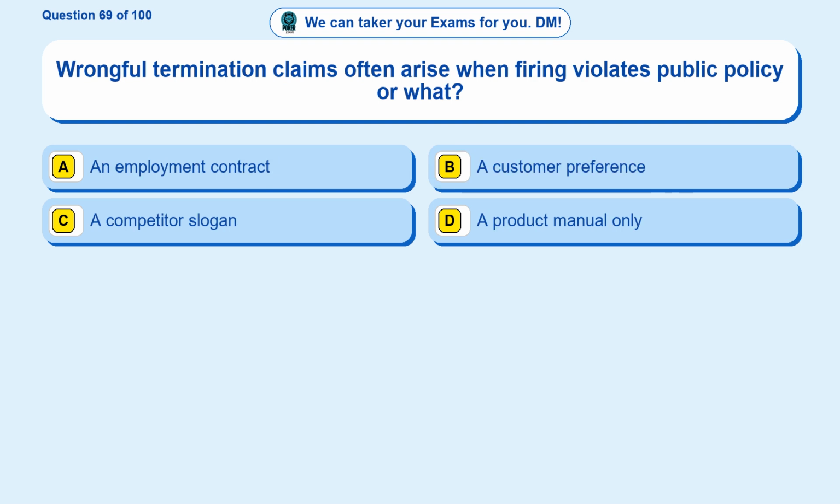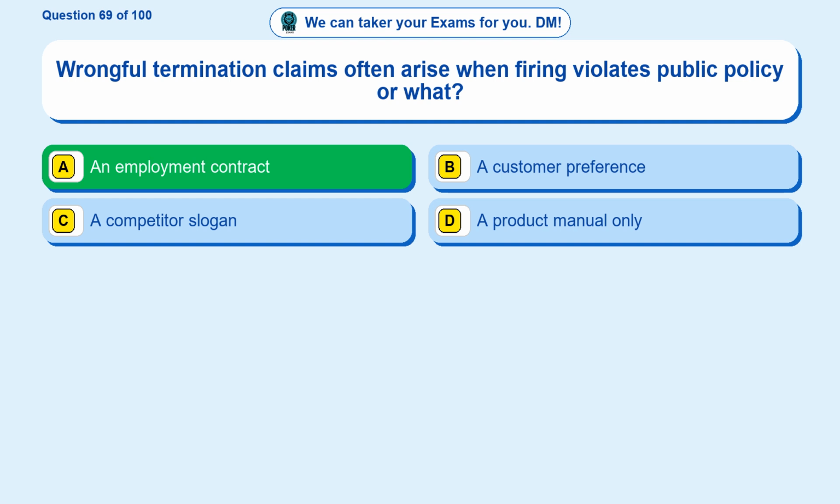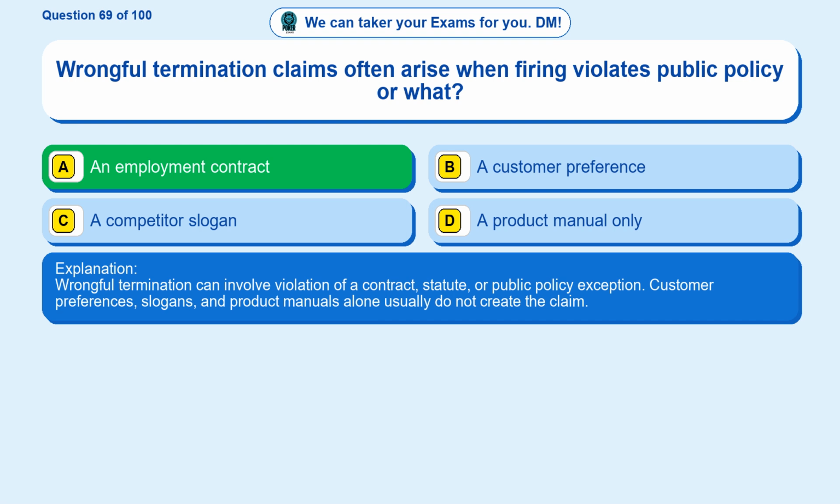Question 69. Wrongful termination claims often arise when firing violates public policy or what? Option A, an employment contract. Option B, a customer preference. Option C, a competitor slogan. Option D, a product manual only. The correct answer is option A. An employment contract. Wrongful termination can involve violation of a contract, statute, or public policy exception. Customer preferences, slogans, and product manuals alone usually do not create the claim.